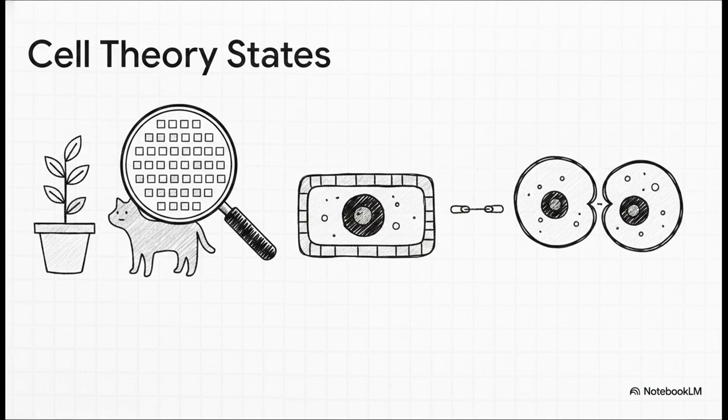A bit later, in 1855, Rudolf Virchow added the final, crucial piece of the puzzle. All cells arise from pre-existing cells. They don't just magically appear out of nowhere. Life continues in an unbroken chain from one cell to the very next.